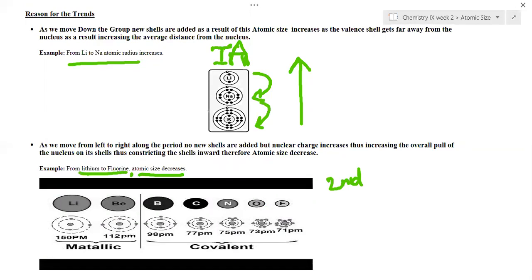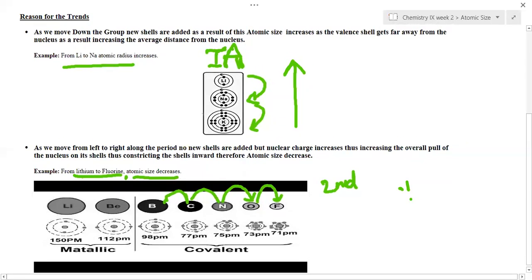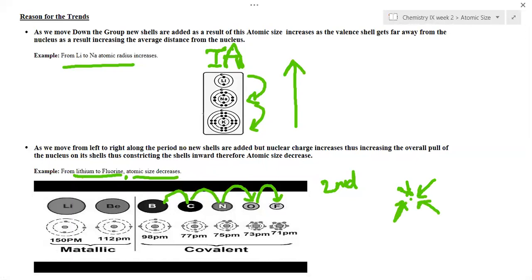This is because when we move from one to another, the size is decreasing because the nuclear charge is actually increasing. As a result, the nuclear charge pulls the shells around it, and the size of the atom constricts inward. When the nucleus gets heavy, it actually pulls electrons inside. So as a result, the size of an atom decreases. With this, atomic size ends.